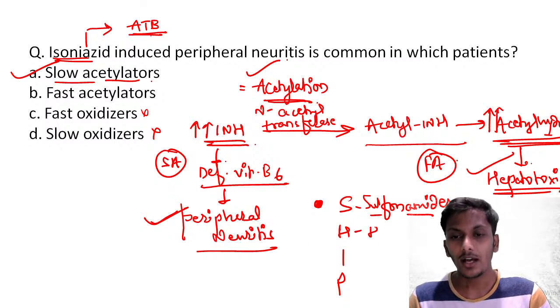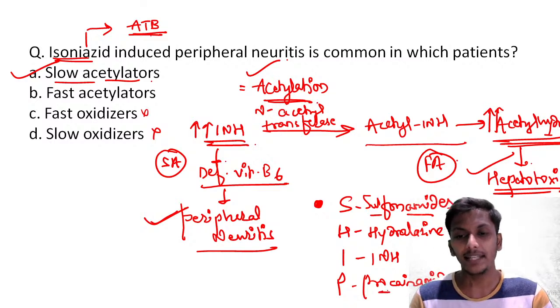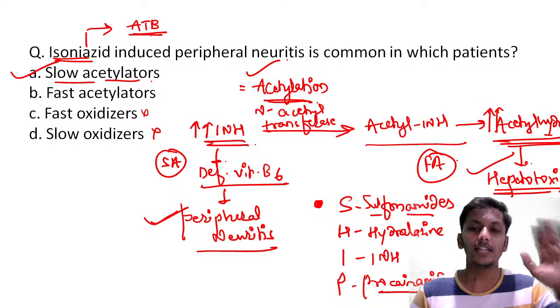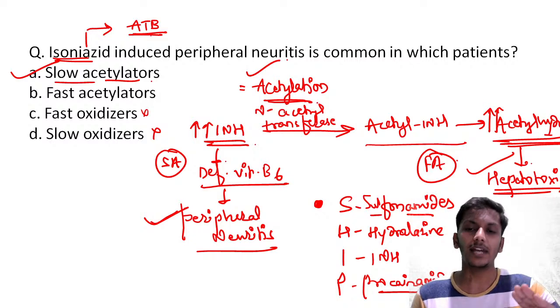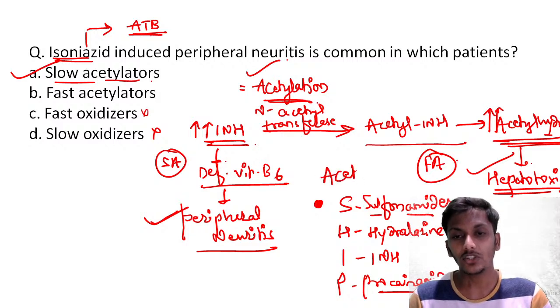Then H goes for hydralazine, which is an antihypertensive drug. Then I goes for isoniazid, and lastly P goes for procainamide. Very good Sonali. And P goes for procainamide, which is an anti-arrhythmic drug. Okay, so please remember, sulfonamides, hydralazine, isoniazid and procainamide. All of these drugs are metabolized by acetylation.